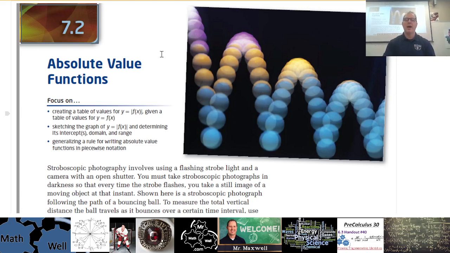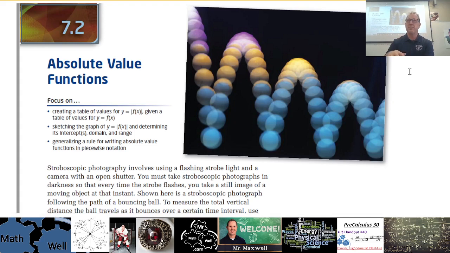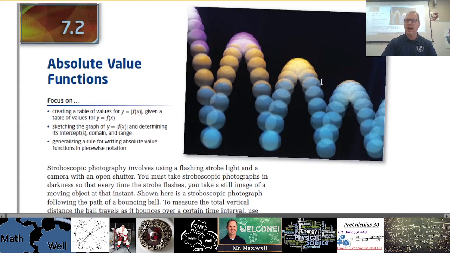But anyways, so absolute value functions now are graphing these absolute values. We're not concerned really with negative values so much. We just want to graph what the absolute values of the situation are. So one application, you have this picture in your textbook. This is a stroboscope picture of a bouncing ball. So it's pictures all overlaid on top of each other. And this is a ball bouncing, right?